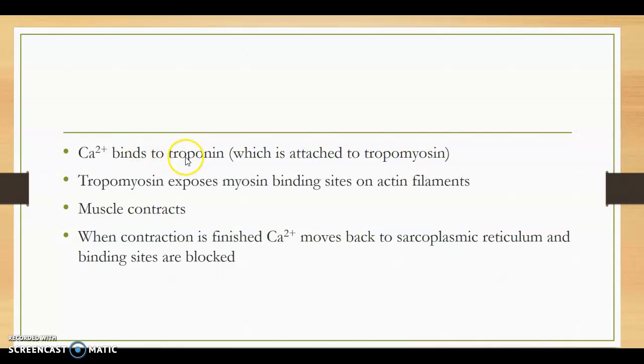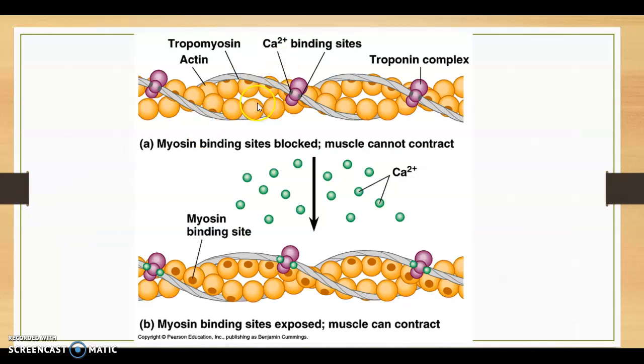So calcium binds to troponin. Tropomyosin exposes the myosin binding sites on the actin filaments, and the muscle contracts. When contraction is finished, calcium moves back to the sarcoplasmic reticulum, and binding sites are blocked. So that also helps regulate. Here's another better picture. Calcium comes in. This is when myosin heads cannot attach. See that the troponin is in place and tropomyosin is blocking where it would be.